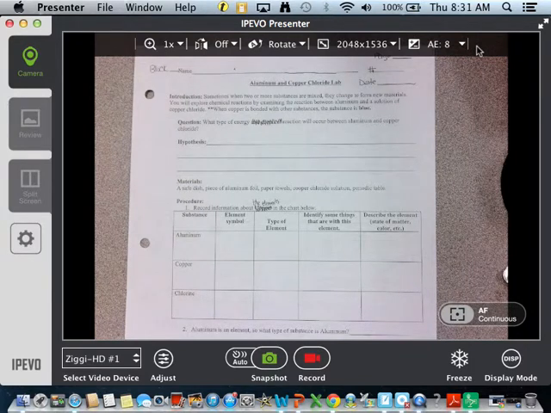Jaden, put your hand down and do it on your own. I'm not answering any questions right now. Group six. Erica, you guys are group six. Group seven, that's Jayla.